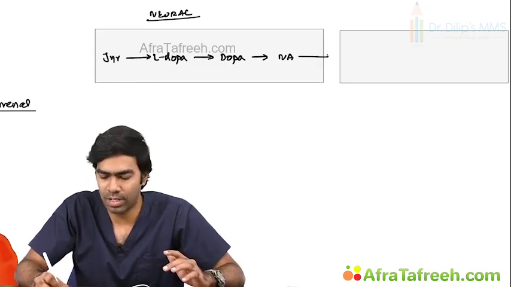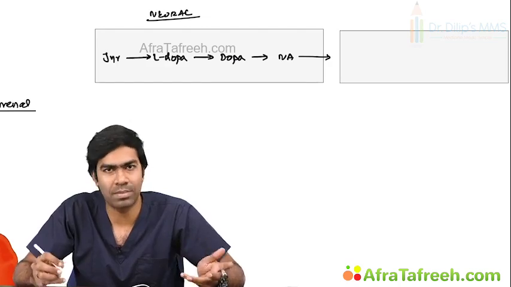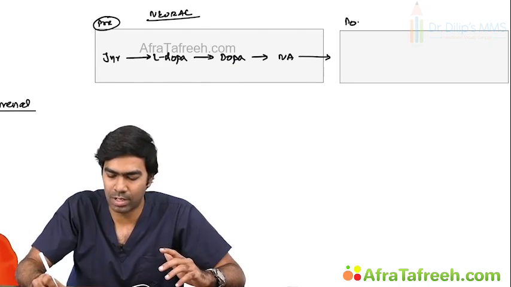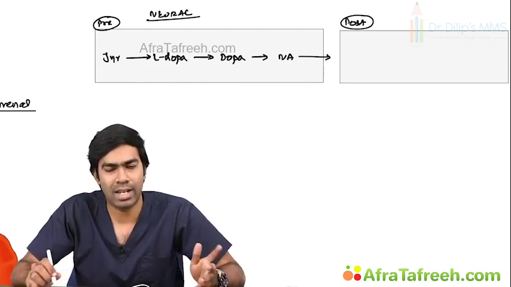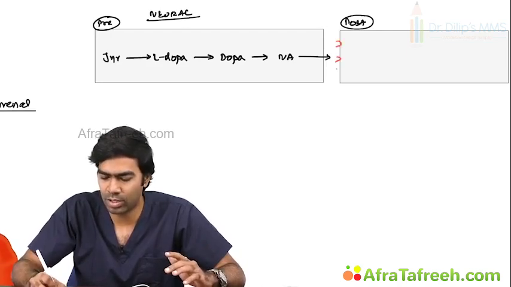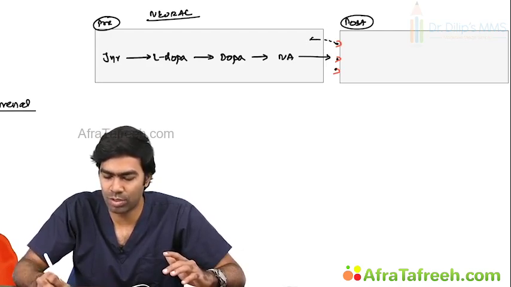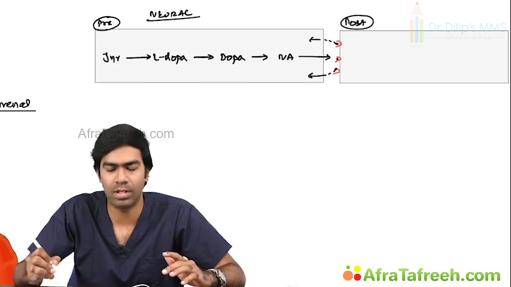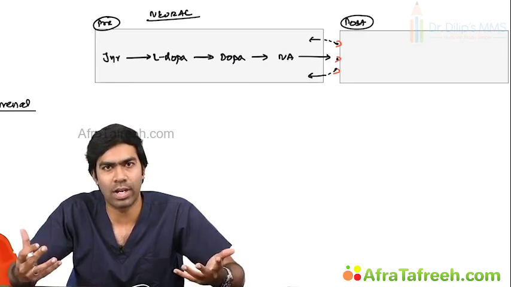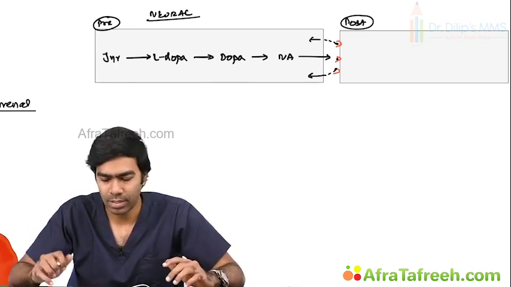This noradrenaline will be released into the synapse in the synaptic terminal. So this is the presynaptic terminal and this is the postsynaptic terminal. In the synapse they will be releasing this noradrenaline, and it will be acting on the noradrenaline receptors. Once their work is complete, most of the noradrenaline will be taken back into the presynaptic terminal itself. So this is how they regulate the noradrenaline release.